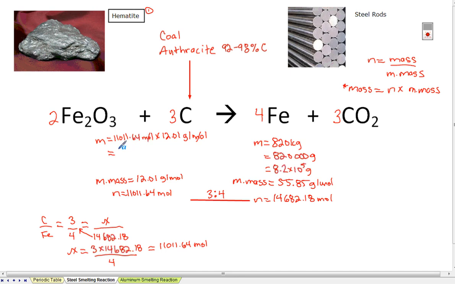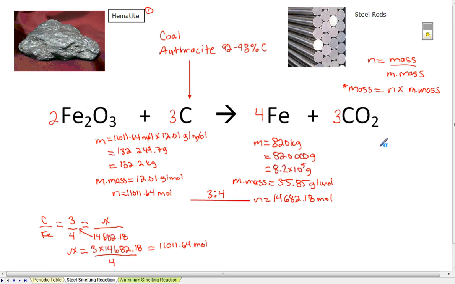So I get, in terms of my mass, 132,249.7 grams. And that's going to give me 132.2 kilograms. Alright, so again, able to figure out the mass of carbon that would be needed in the coal.